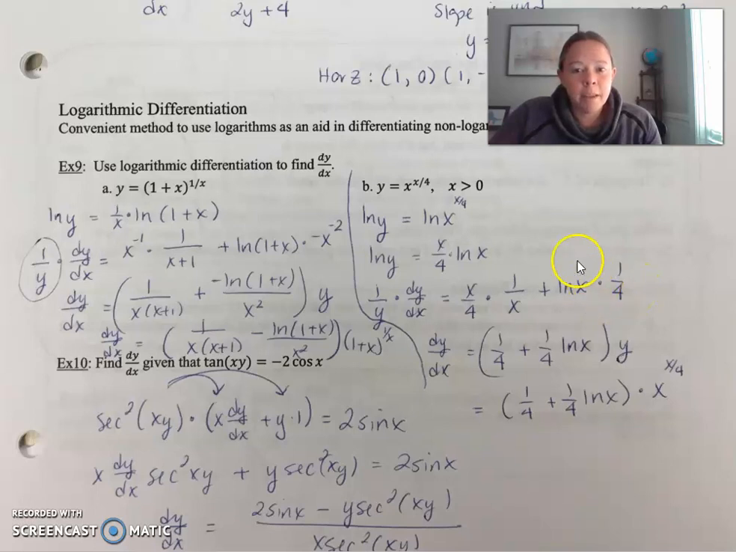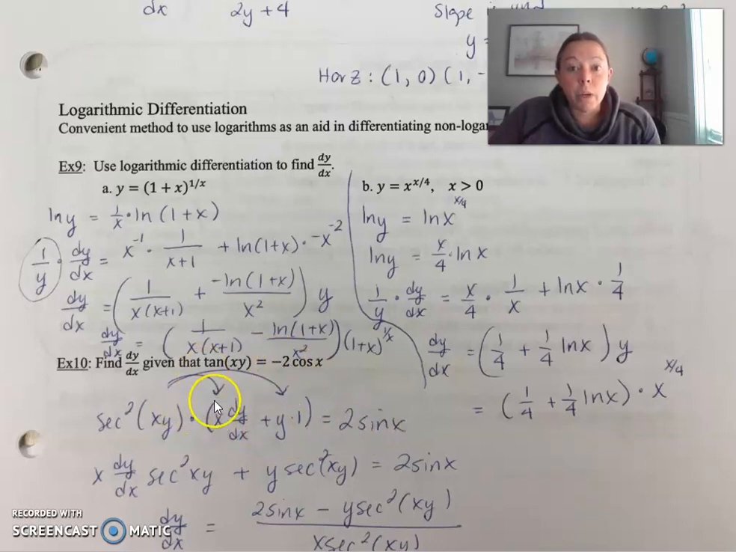This last example is just another demonstration. Actually, you don't need logarithmic differentiation for this one. What I like about it is that when you do your derivative, you cannot get y by itself easily, so we use implicit differentiation. When you go to do this, tangent turns into secant squared of xy. Then you have to multiply by the derivative of the inside, and that creates a binomial because you have to use the product rule. So first times the derivative of the second plus second times the derivative of the first equals, and over here that just turns into 2 sine of x.